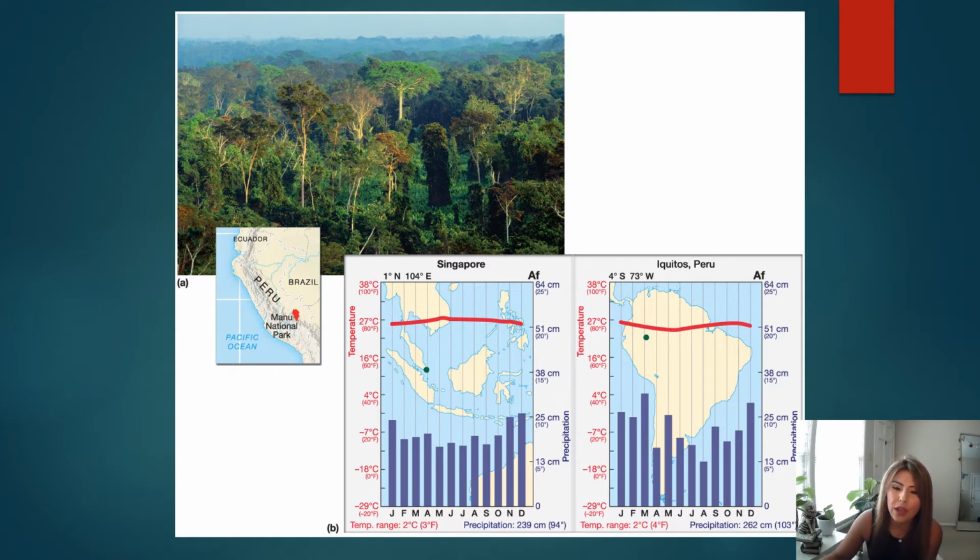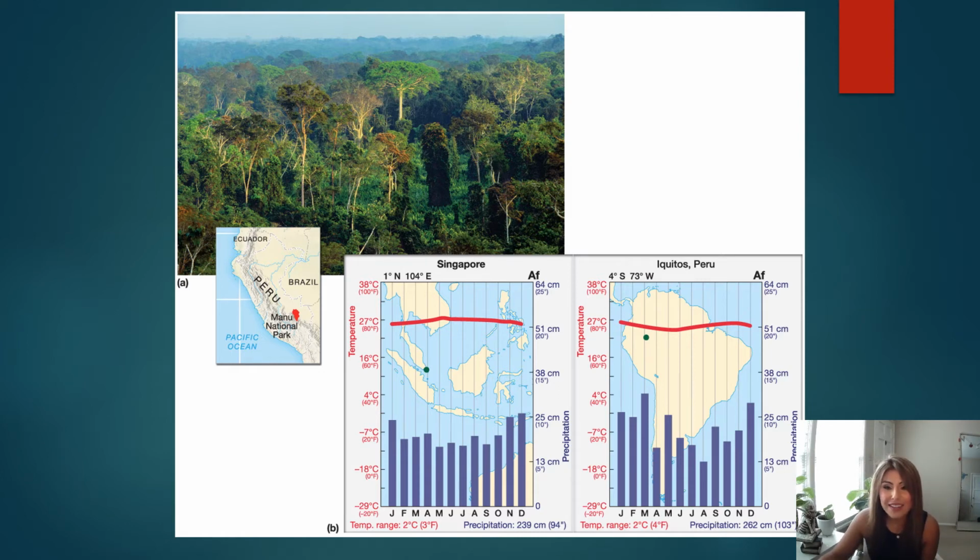So this is a climograph here. On the bottom, you have January, February, March, April, May, June, July, August, September, October, November. Obviously, right? You have the months.